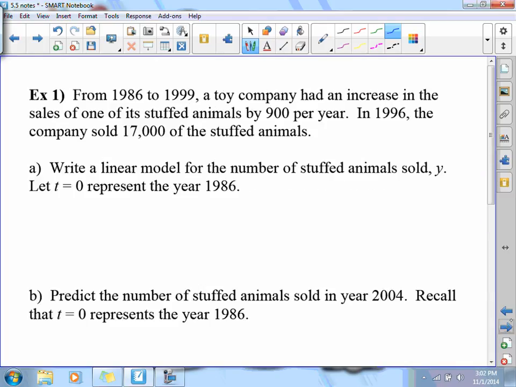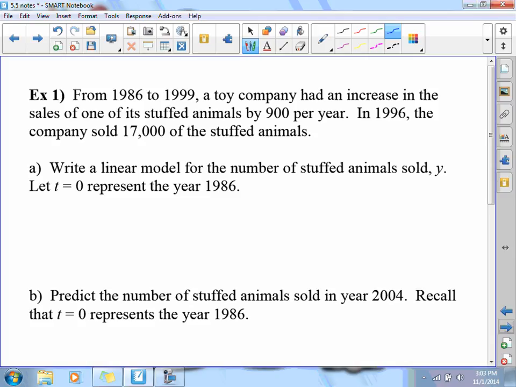So in example one here, as we're reading through this, we need to think if this situation is something that we can describe in standard form or slope-intercept form or point-slope form. So just keep those forms in your mind as we read through this.